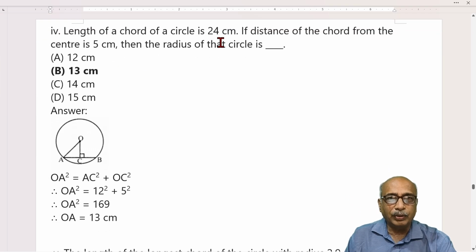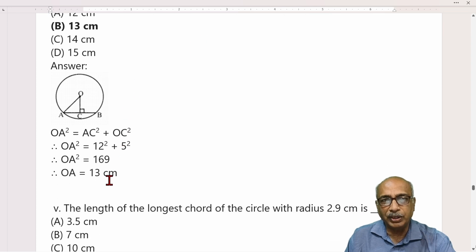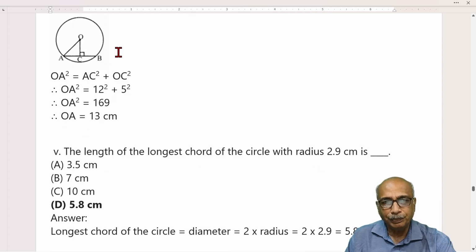Length of the chord of a circle is 24 centimeter. If the distance of the chord from the center is 5 centimeter, then the radius of that circle is... apply Pythagoras theorem to the information given, you will get OA equals 13 centimeter. So option B, 13 centimeter.